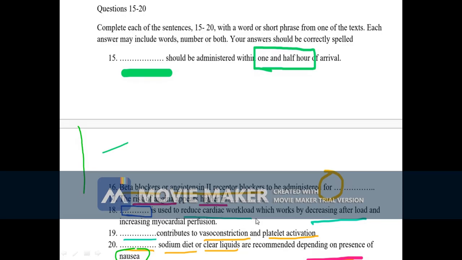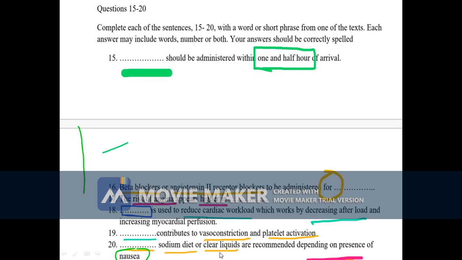Dash is used to reduce the cardiac workload, which works by decreasing the afterload. So you will search for what thing is used to reduce cardiac workload by reducing afterload. Question 19. Dash contributes to the vasoconstriction and platelet activation. So you will search for the information where vasoconstriction and platelet activation is given.